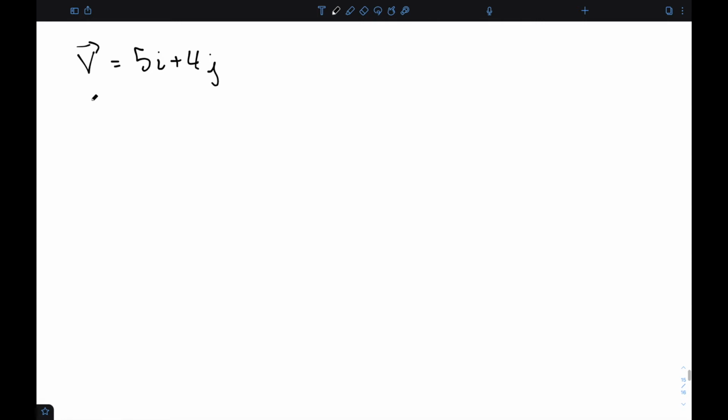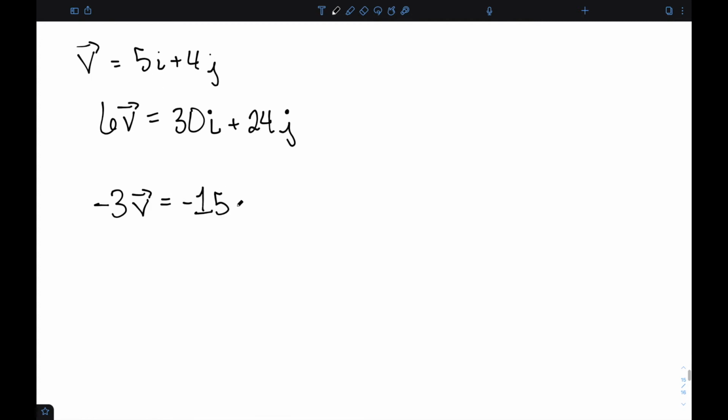Let's once again look at our vector v equal to 5i plus 4j. If I want to find 6 times v, I would do 6 times 5, which is 30, times i, plus 6 times 4, which is 24, times j. If I wanted to do negative 3v, I would do negative 3 times 5, which is negative 15i, and negative 3 times 4 is negative 12, times j.